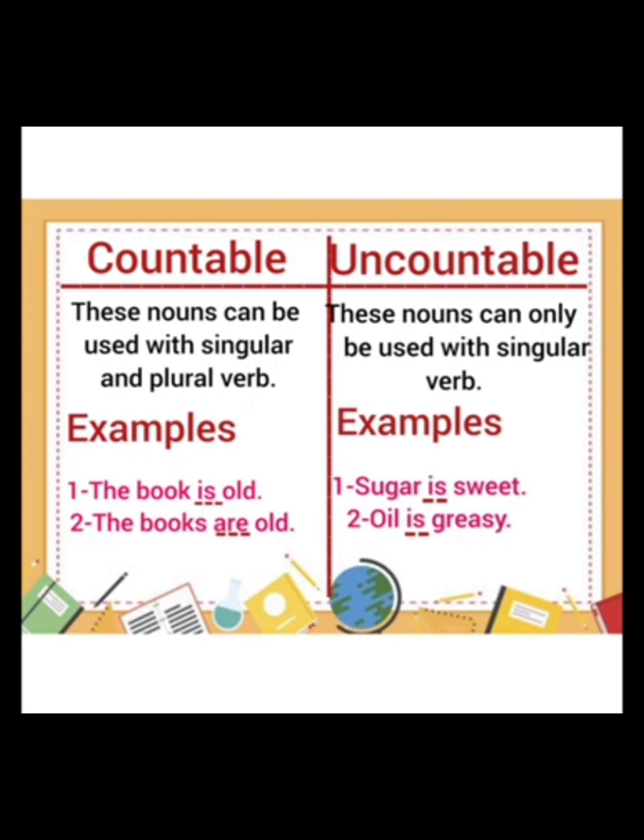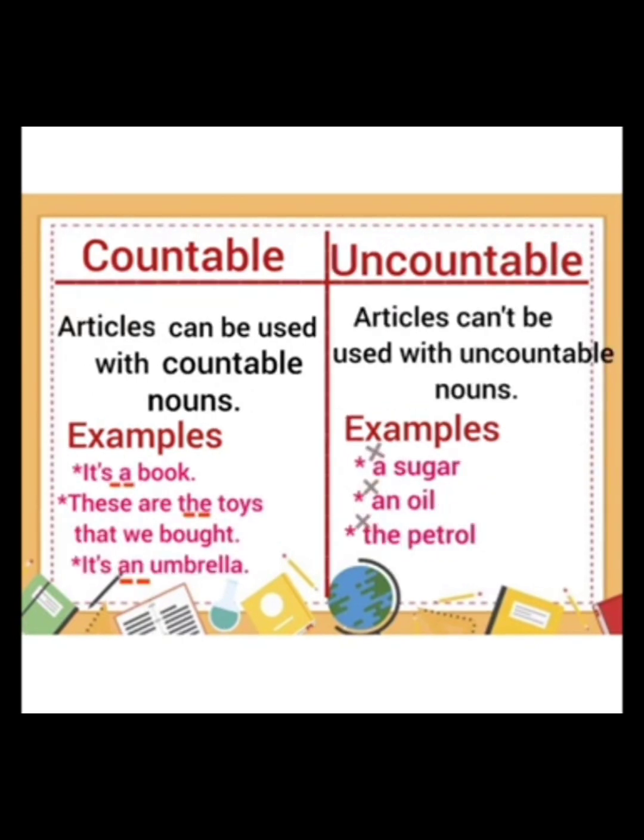The next difference is that articles can be used with countable nouns. Articles a and the are used with countable nouns. For example, it is a book. These are the toys that we bought. It is an umbrella. Articles are underlined for your convenience. While on the other hand, articles cannot be used with uncountable nouns. For example, we cannot say a sugar, an oil, or the petrol.